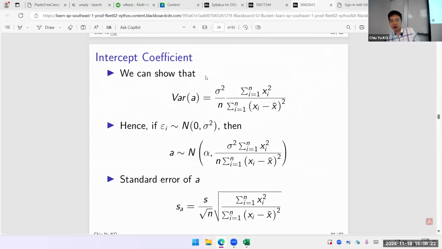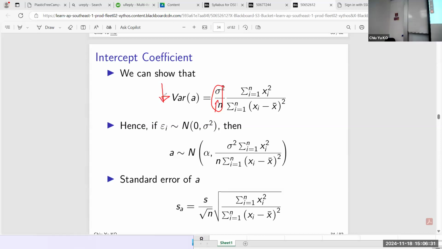And if you have more data, much higher n, this will be smaller. The more data you have, the variation of the intercept will be much less. You can see from the picture: if n is very big, then this thing will go to 0, because you get all the data. Then you're done. As you get more and more data, the intercept you get is exactly A.